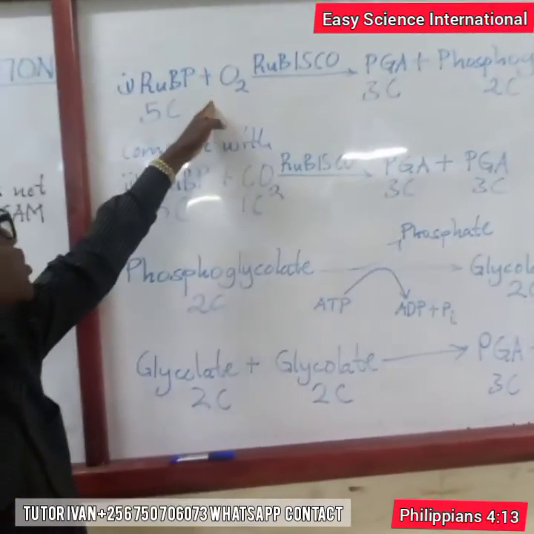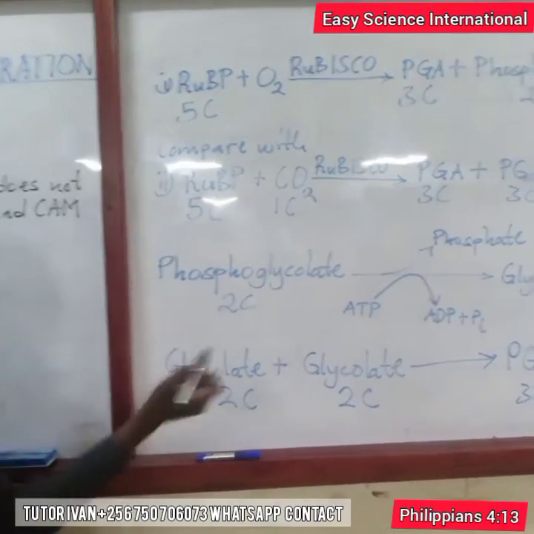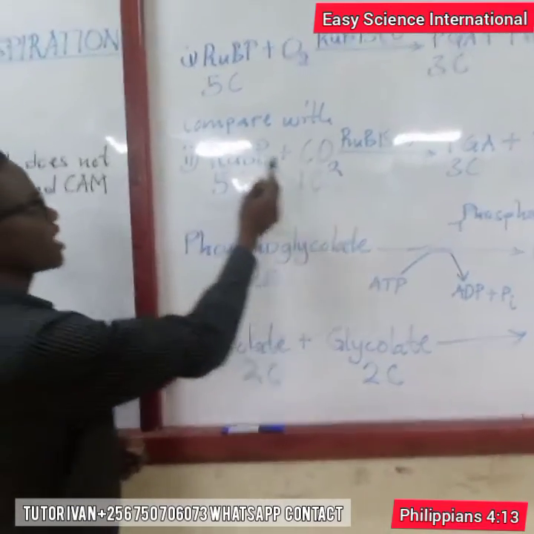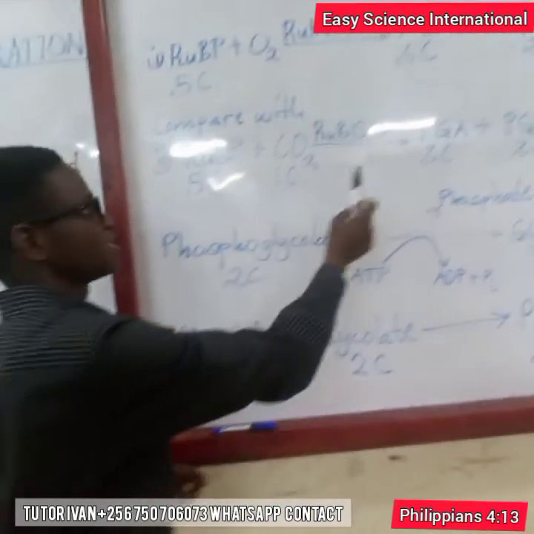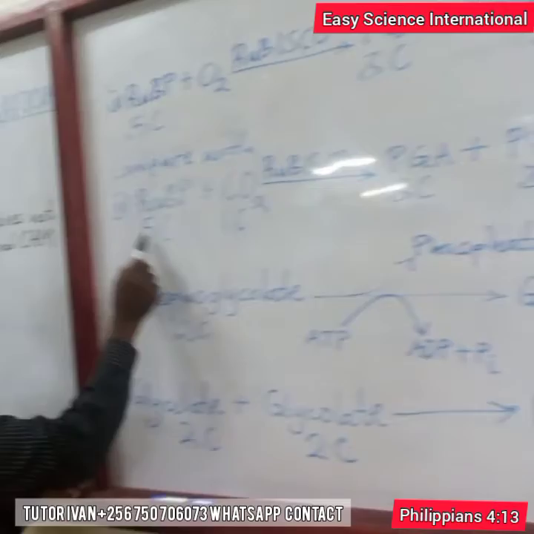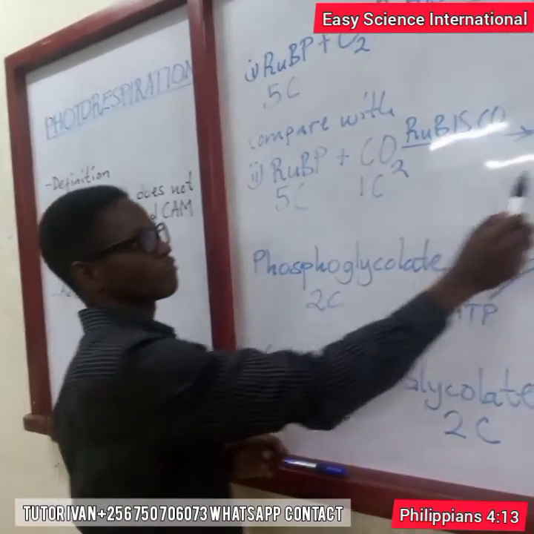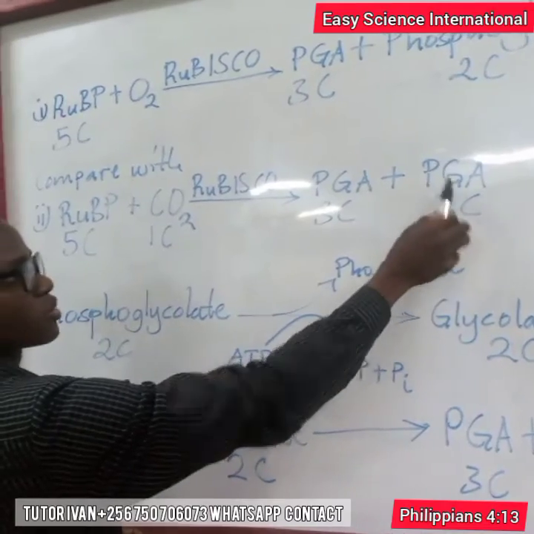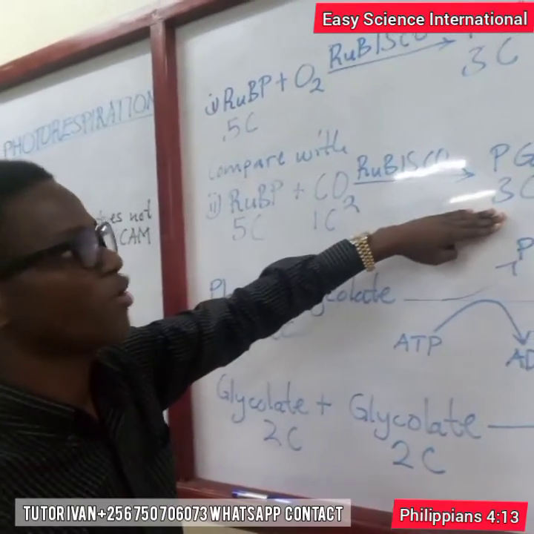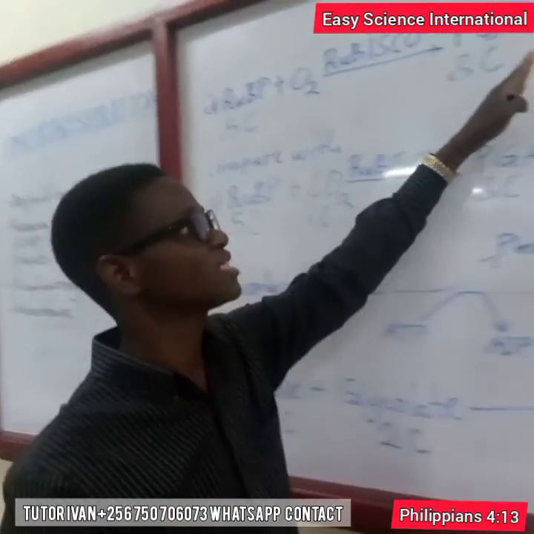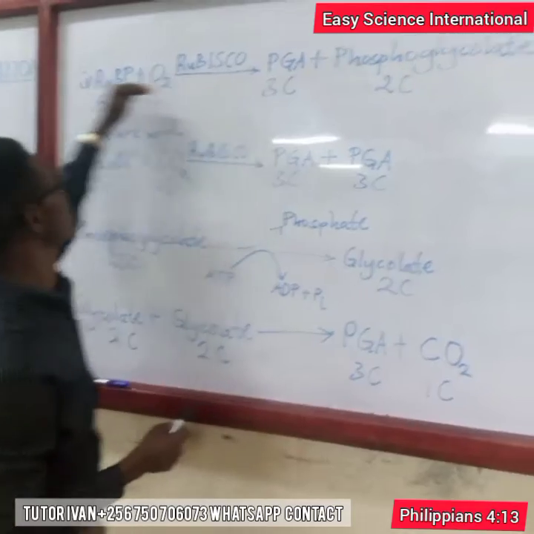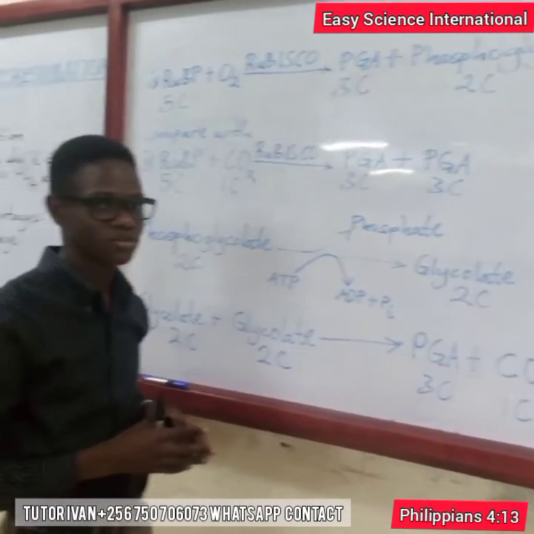Now, compare this equation 1 with our equation 2, where it is the normal photosynthesis in C3 plants, where RuBP combines with carbon dioxide, catalyzed by Rubisco, to form 2 molecules of PGA. RuBP 5-carbon, carbon dioxide 1 carbon, form 3 times 2 molecules of PGA. So you see that this is the normal equation of photosynthesis in C3 plants. Now, instead of forming a second molecule of PGA, we form phosphoglycolate in the first equation, that is photorespiration.